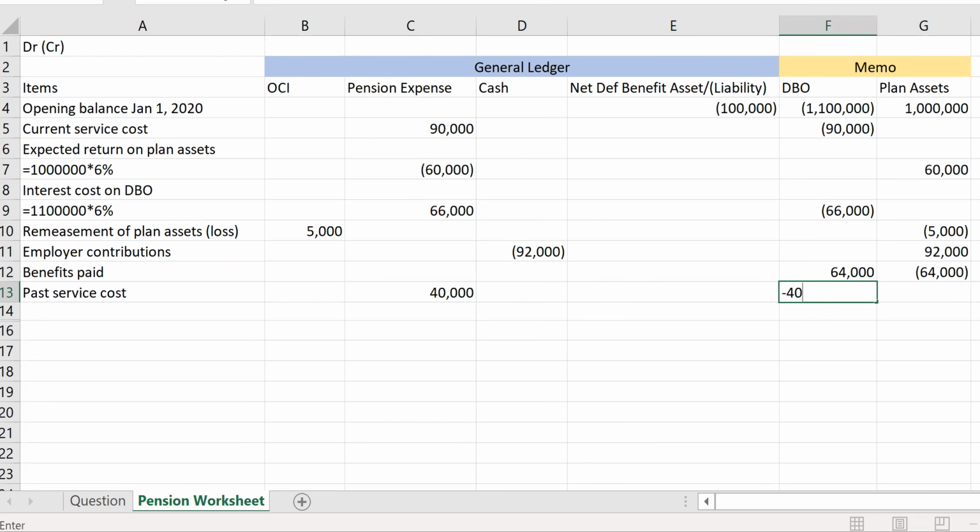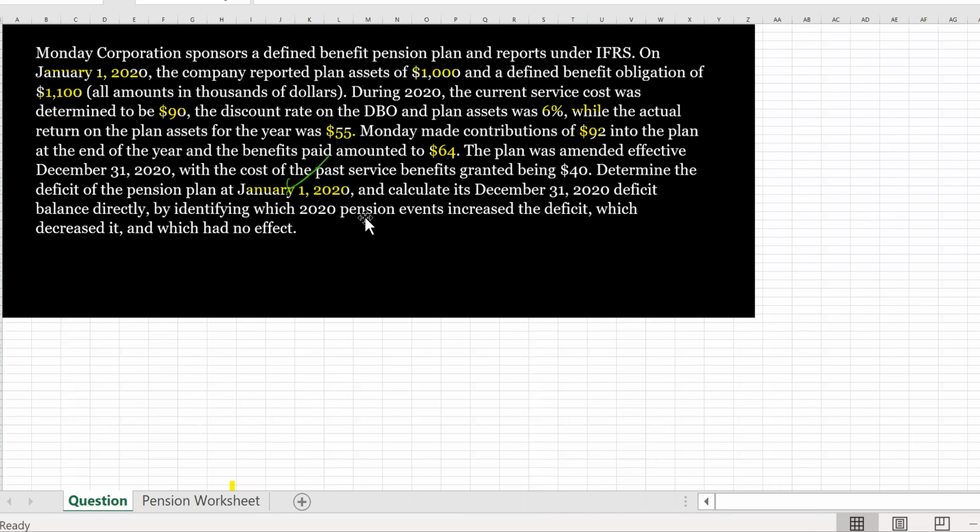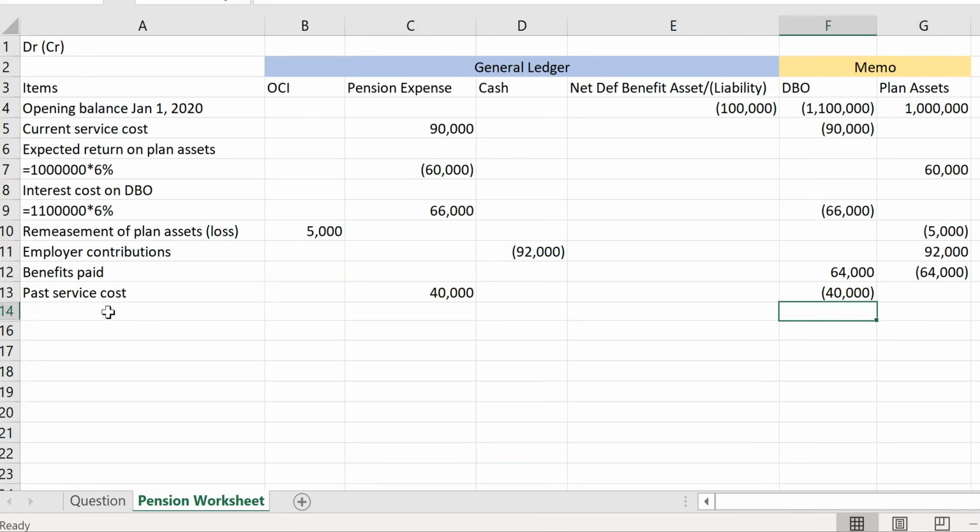And this is also going to increase our future obligations under the plan because now we've said, hey, you actually should have earned an extra $40,000. So of course we have to reflect the fact that we now owe an extra $40,000 under the plan. And that needs to be an expense on the books of the company. And that takes us through all the information. So let's total the accounts in our pension worksheet here.